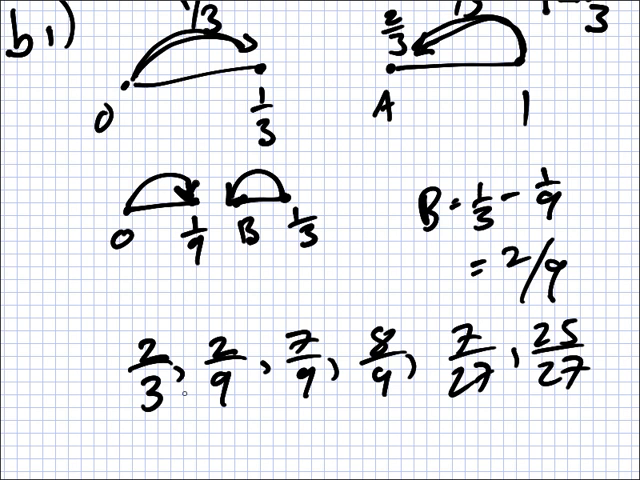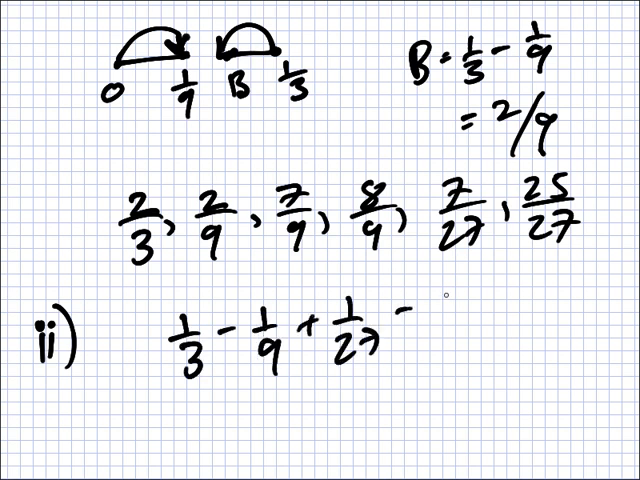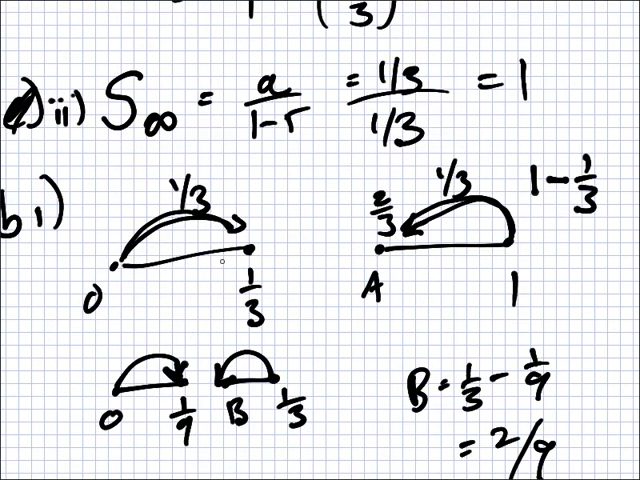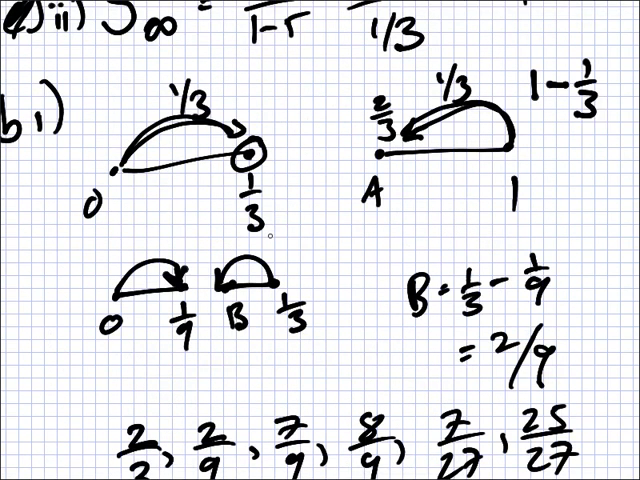Okay. 2 parts left. So this one, a good few of you got it. It was explain why this number here belongs to the set. And essentially what you're looking at here is endpoints. So this here was an endpoint, wasn't it? And then when you take away a 9th, you move to this endpoint B.